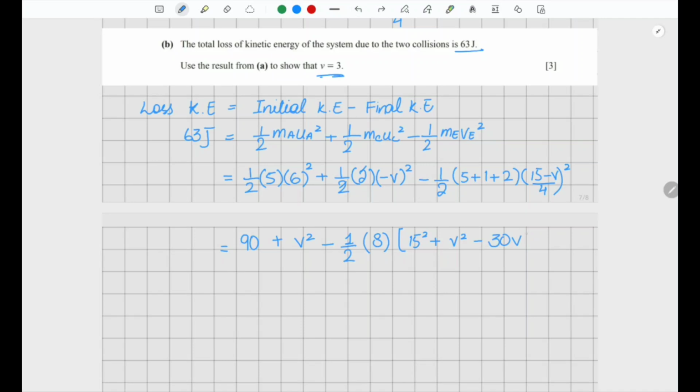Okay, then divided by 4 square and 4, so let's say 4 square like this, because we need to solve some of them, so I'm not completely solving into 4 times 8 and 1 4 will be cancelled with this 1 4, so we are finally just left with 1 over 4, 225 plus v square minus 30v.